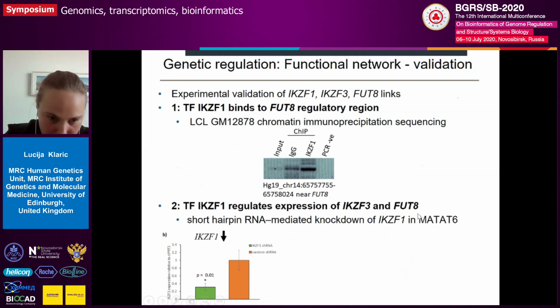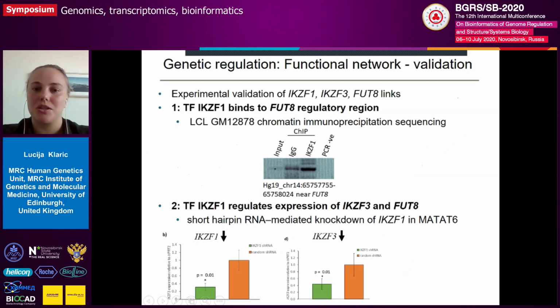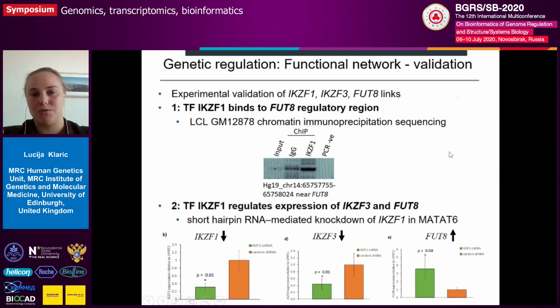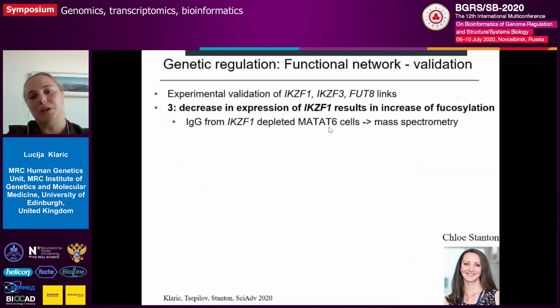And you can see here, indeed, we have a decrease. Green is decrease in expression of I-1, decrease in expression of I-3, and increase in expression of FUT8. So this sort of confirms this part of the network. But the next question is, does this translate to a change in glycosylation and fucosylation? FUT8 is the enzyme that adds fucose. And indeed, Chloe isolated IgG from depleted MATAT6 cells, and we ran them with mass spectrometry to assess their fucosylation. And indeed, you can see here that fucosylation significantly increased.